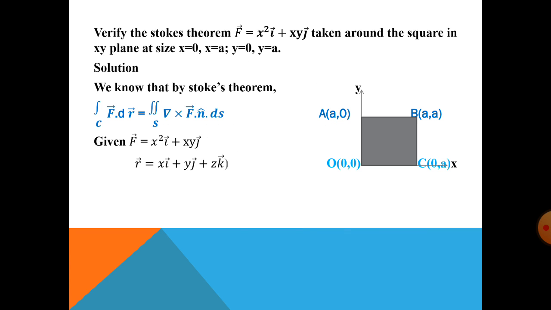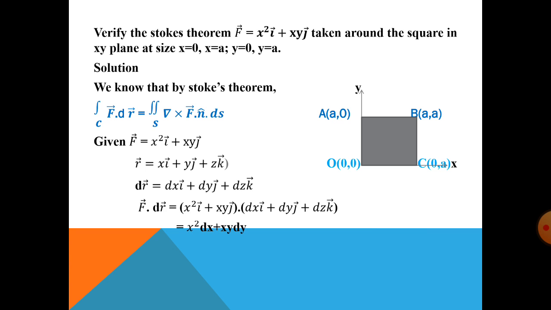Since r vector is a position vector, take r vector as xi vector plus yj vector plus zk vector. By differentiating it, we get dr vector is equal to dx i vector plus dy j vector plus dz k vector. Finding the dot product of F vector and dr vector by multiplying the coefficients of i vector, j vector and k vector of those two, we get x square dx plus xy dy. For the line integral, divide the boundary into 4 sides.